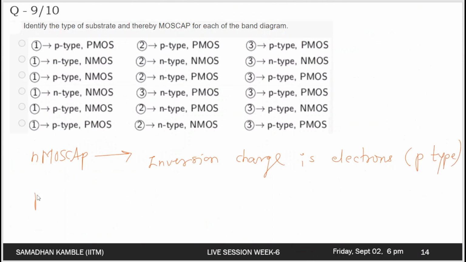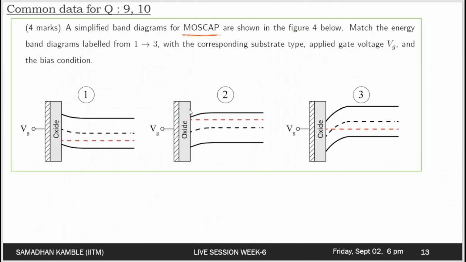Similarly, for the P Mos cap, the inversion charge is holes, and for holes to be the inversion charge, the substrate has to be n type. Keeping this in mind, identify the type of substrate and thereby the Mos capacitor for each band diagram. Can you unmute and tell me which type of substrate is in these three cases, and hence which type of Mos cap is there?